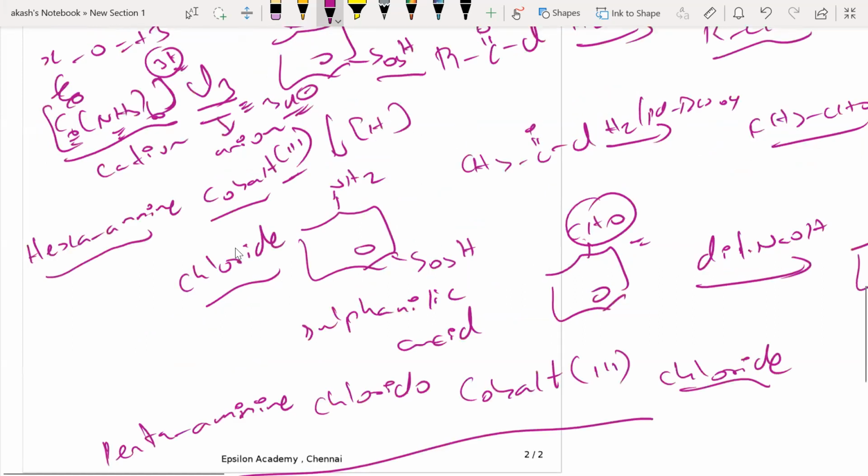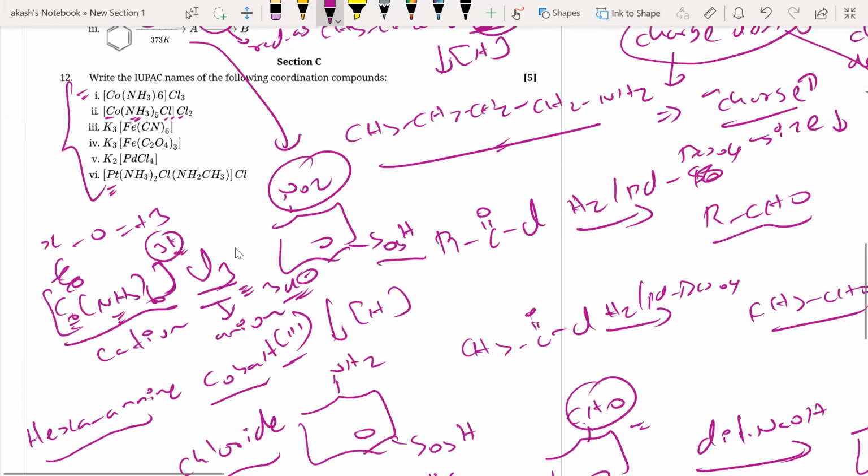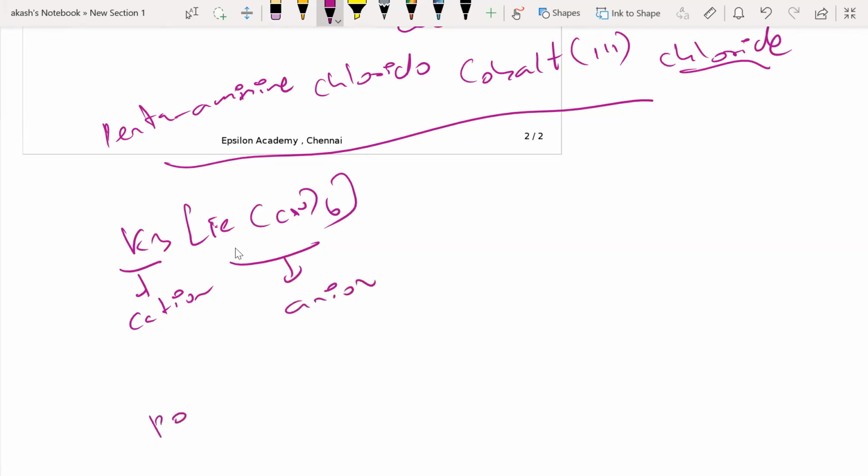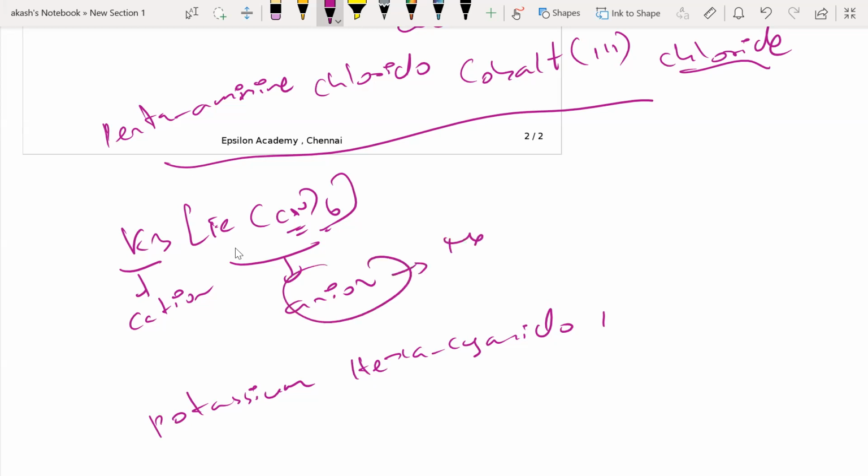Next, K3[Fe(CN)6]. In this case, this is your cation and this is your anion. So obviously, you have to name the cation first. The cation is potassium, that we'll directly write. Now comes the coordination sphere. We have to name the ligands first. We have cyano or cyanido as the ligand, so it is hexacyanido. Now iron, or you should not write iron. Whenever the coordination sphere is an anion, the metal name has to end with -ate. Be very careful with this.